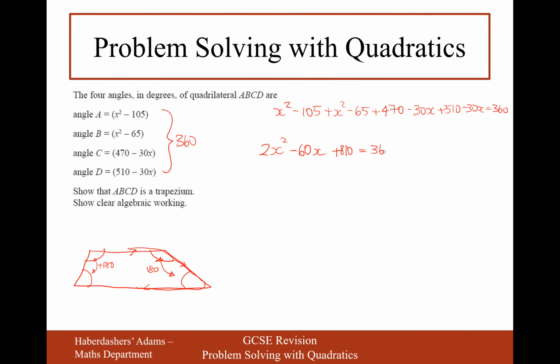810 equals 360. Let's now take away 360 from both sides. So 810 take away 360 gives us 450. We could probably make this question a little bit easier by now dividing by 2. So 450 divided by 2 gives us 225.